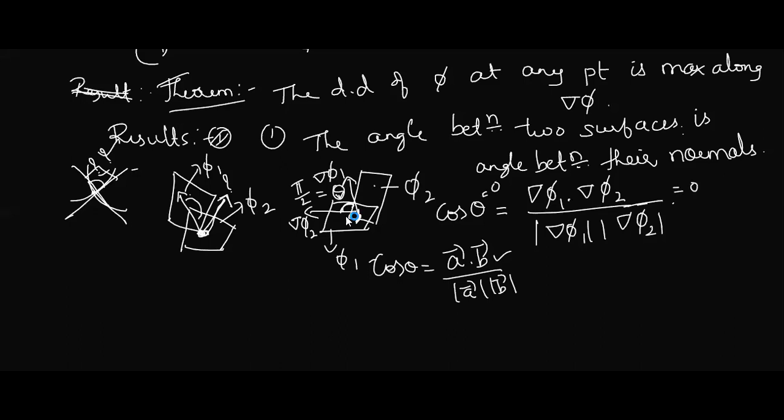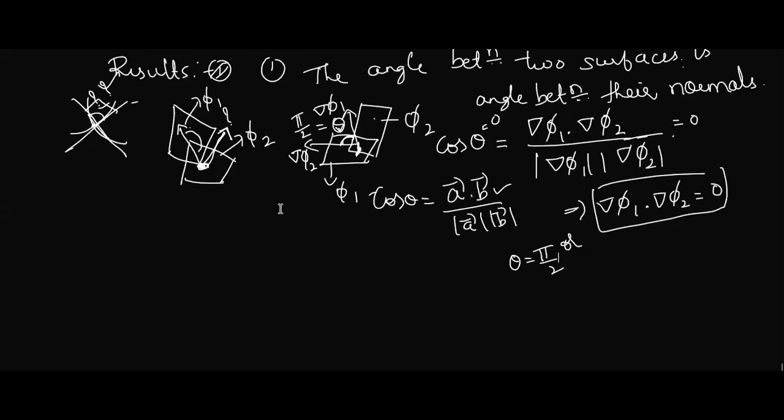Taking this part, what is the resulting thing? You will get the result that del phi 1 dot del phi 2 is 0. So the two surfaces will be perpendicular, or they will intersect orthogonally, if theta is pi by 2, or one more result: the dot product of del phi 1 and del phi 2 is 0. Am I clear?